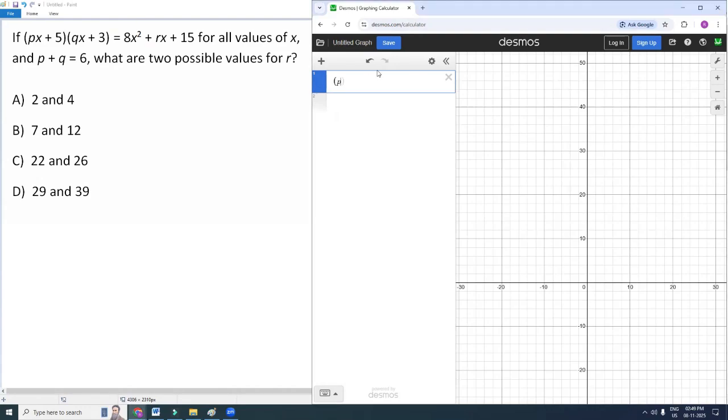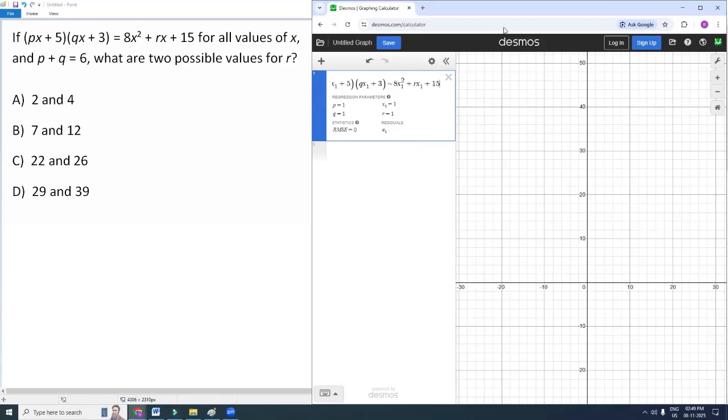That is (p times x1 + 5)(q times x1 + 3). Then we have to take the tilde sign. Then 8 x1² + r times x1 + 15. Okay, I have taken the given equation as input.